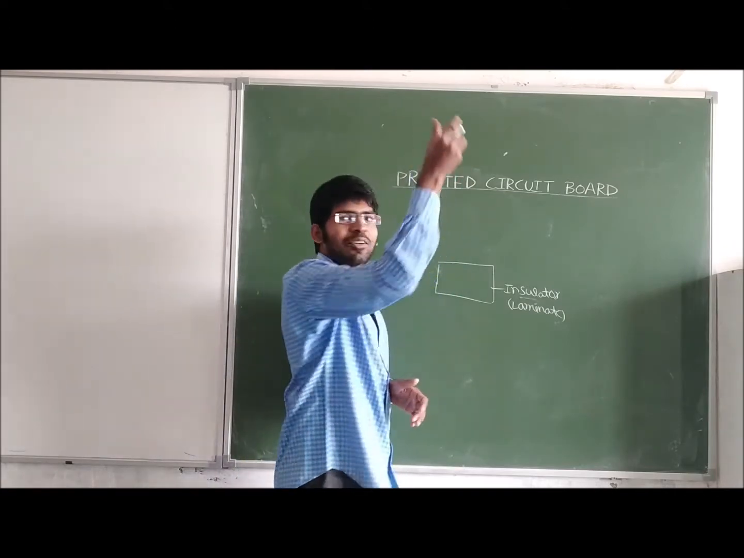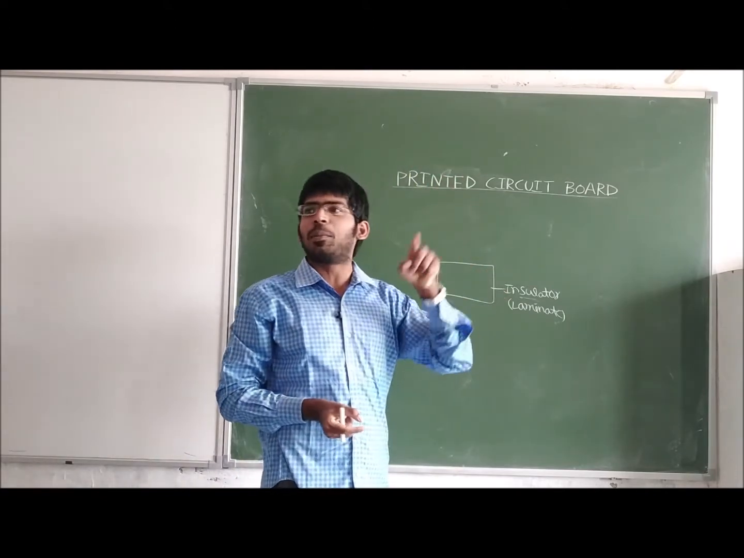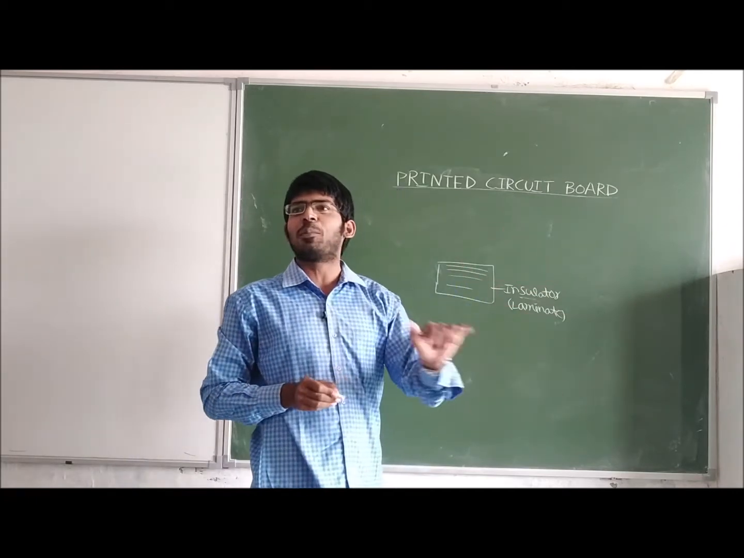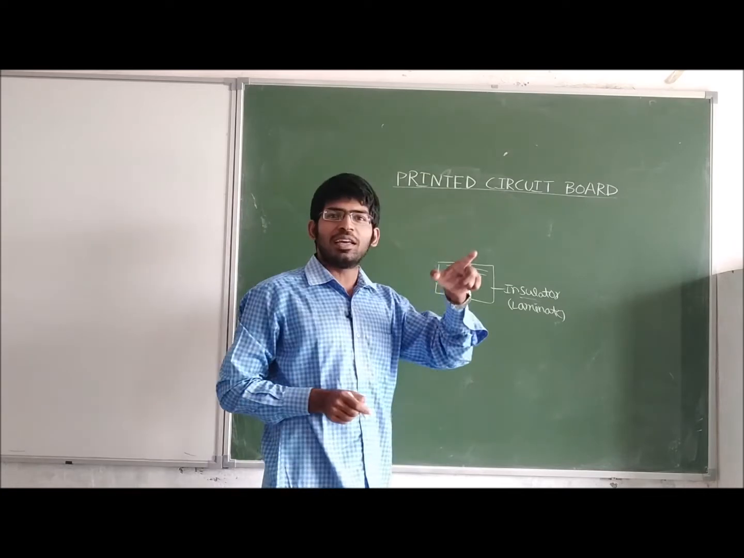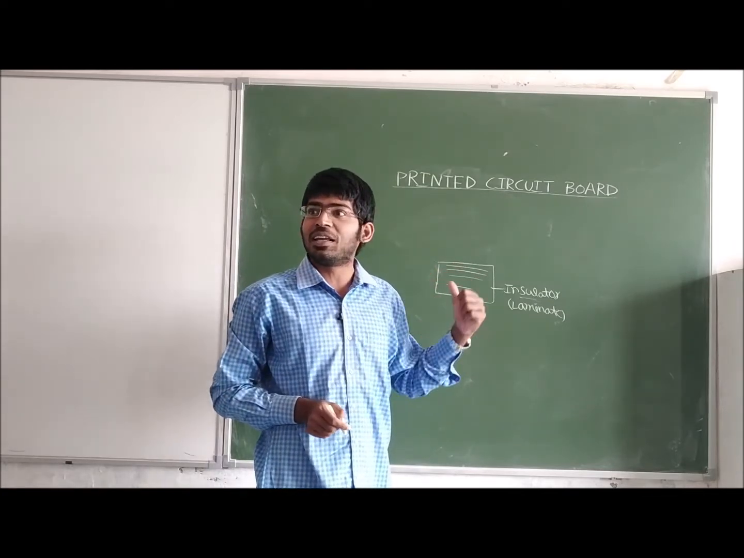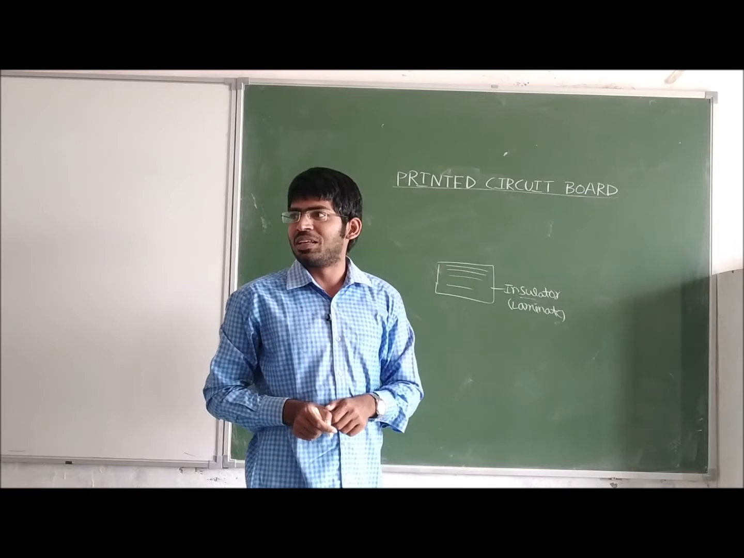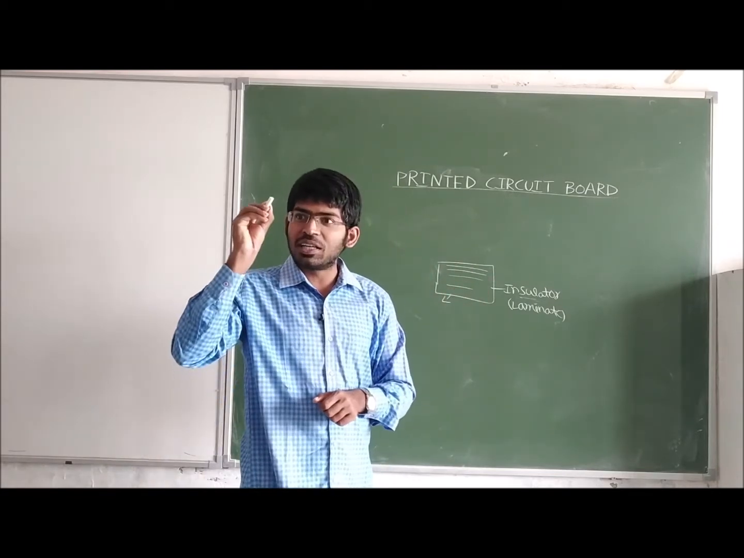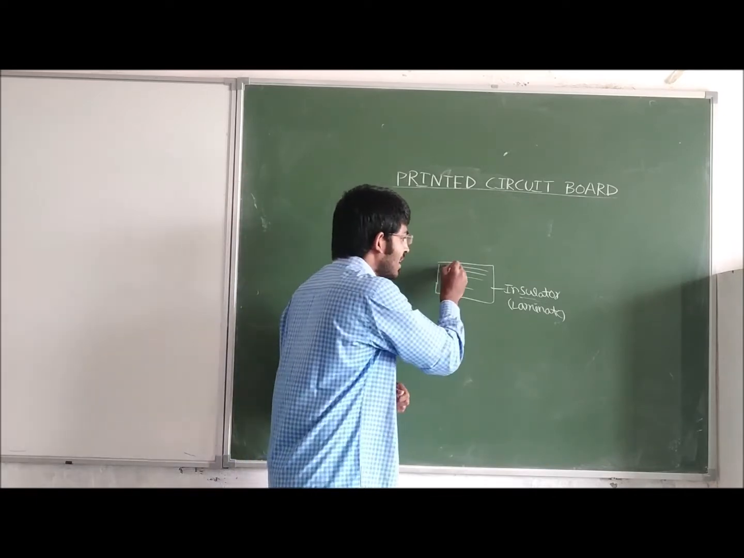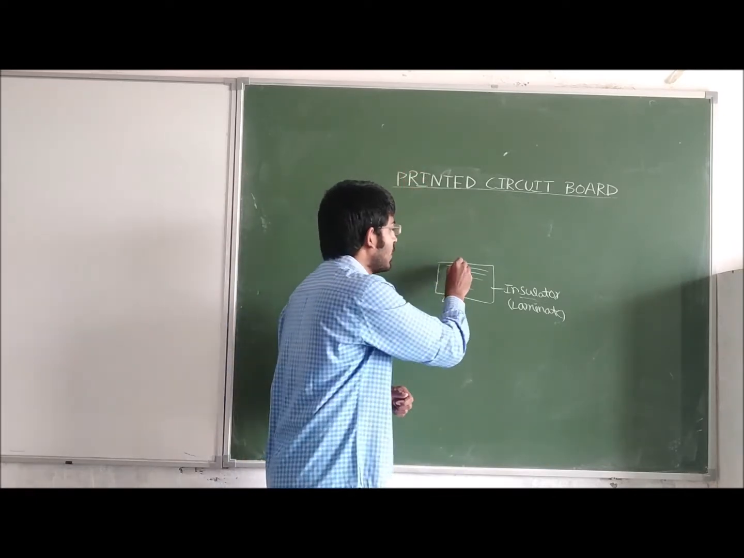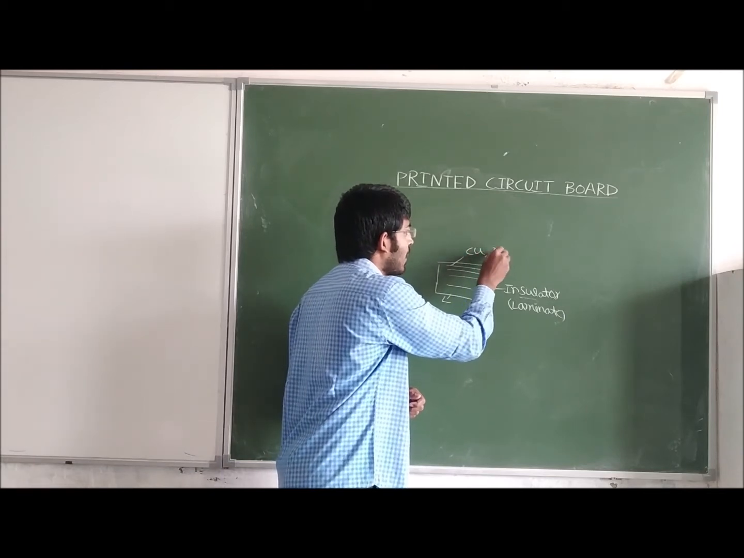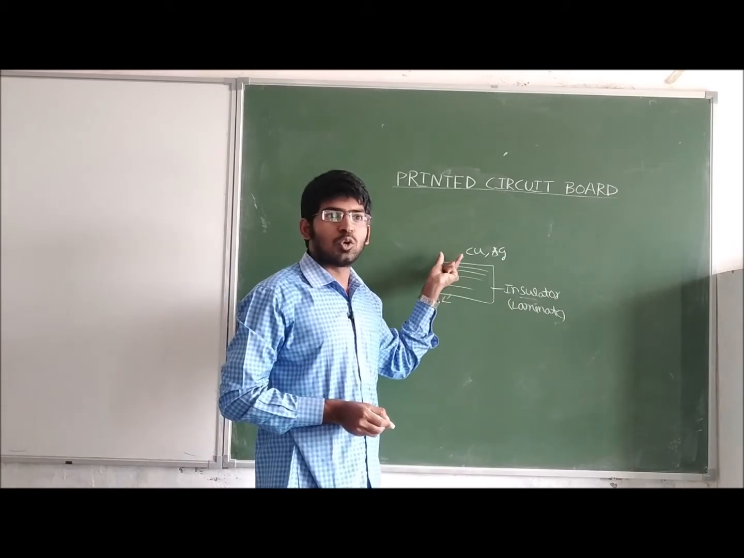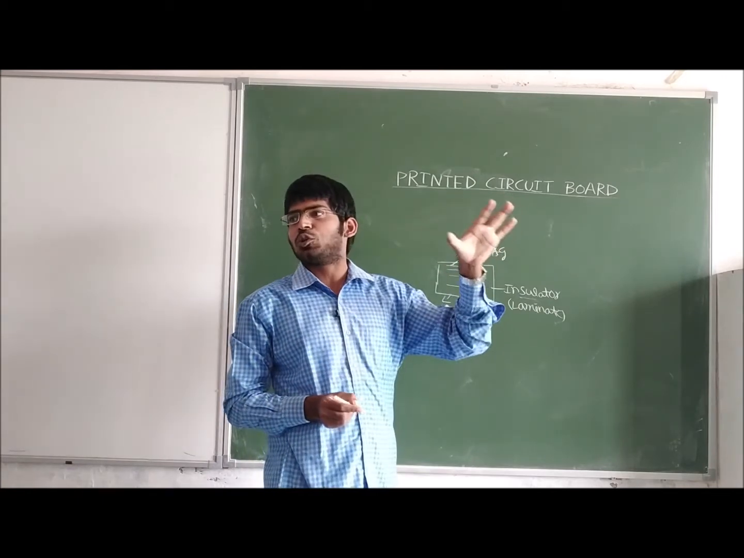We are printing our conductor on this laminate. So I am printing a conductor on this laminate. What is the material I am using? The material is metal. Even though the base is an insulator, I am using the ink, and the ink is metal. Either I can print using copper or silver. So this circuit board is called a printed circuit board.